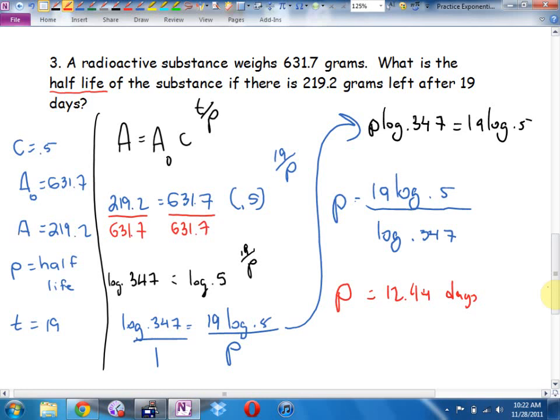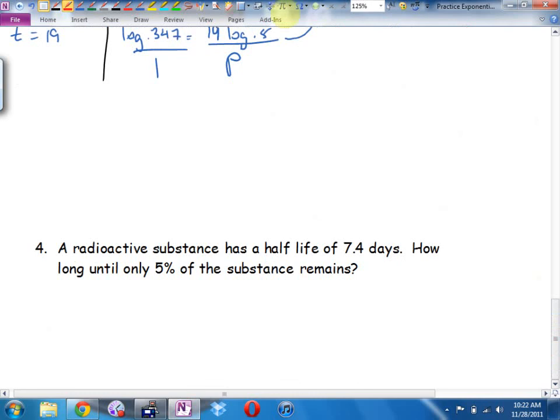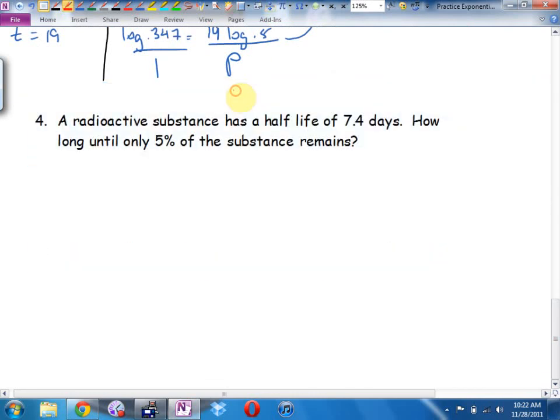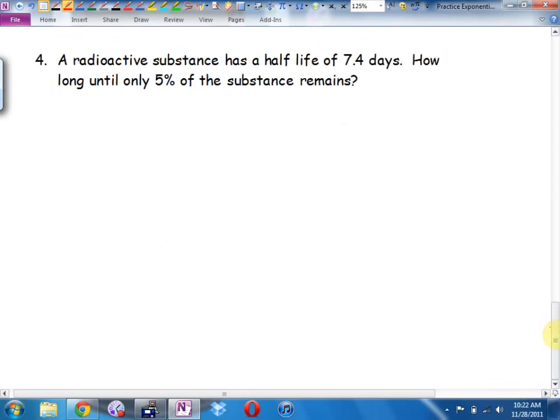Example 4. A radioactive substance has a half-life of 7.4 days. How long until only 5% of the substance remains?